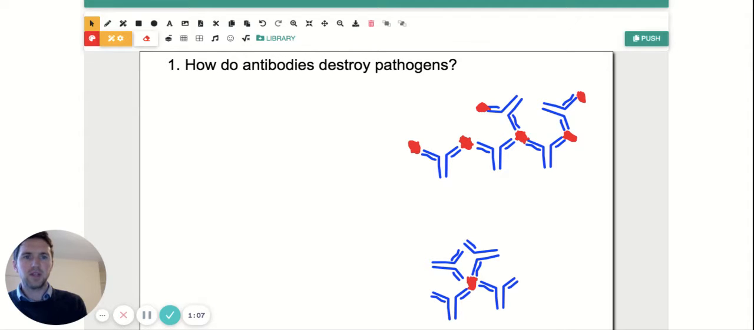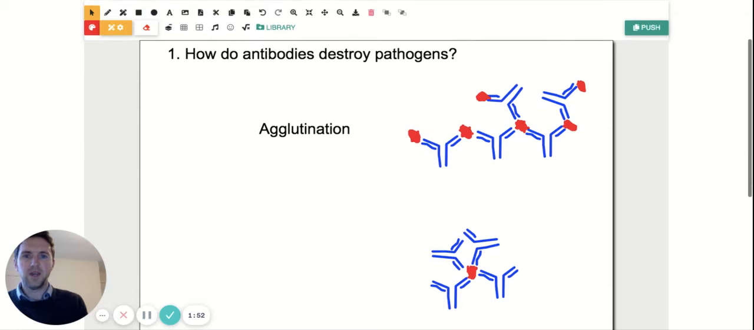If the pathogen is clumped together like that and held in this structure, those pathogens obviously can't infect cells and then cause disease. So that is a way that antibodies will help prevent a pathogen from causing disease by gathering them together in these clumps. That process is called agglutination. So that is the key word you need to be using when you're describing how antibodies help destroy pathogens or prevent pathogens from causing disease.